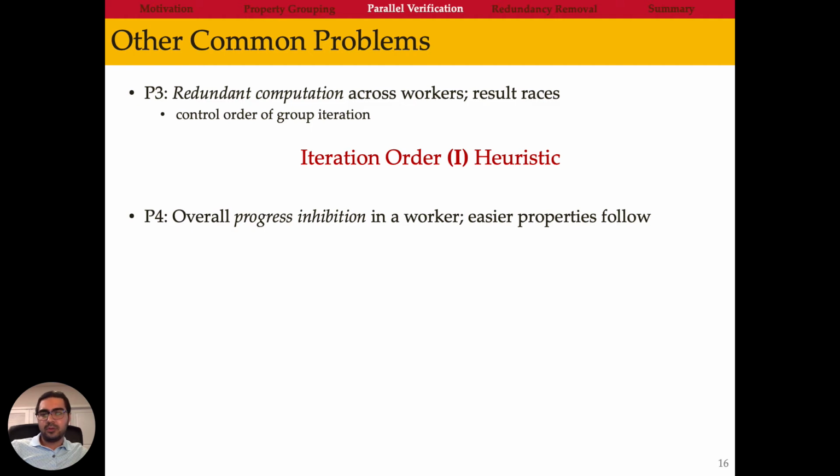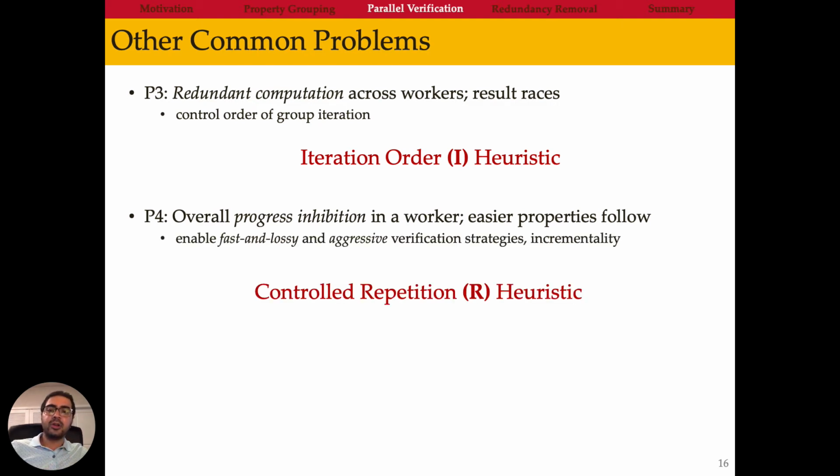Then there is the problem of progress inhibition, in which a worker gets stuck on a hard group and several easier groups might follow. Our controlled repetition heuristic enables fast, lossy, and aggressive verification strategies that enable pausing the verification of hard groups, progressing to easier groups, and eventually returning to the hard group. It is important to note that incrementality in the verification engine is essential to fully utilize controlled repetition of property groups.